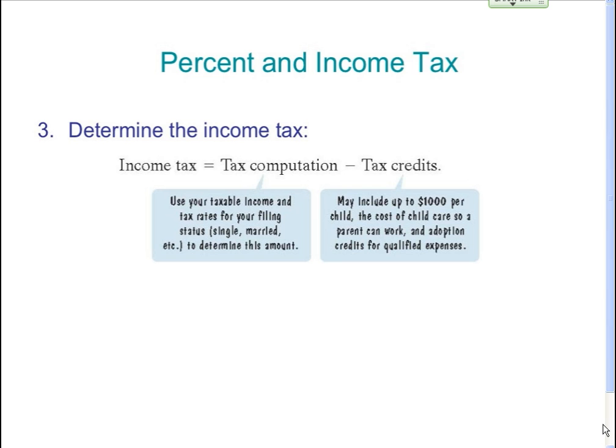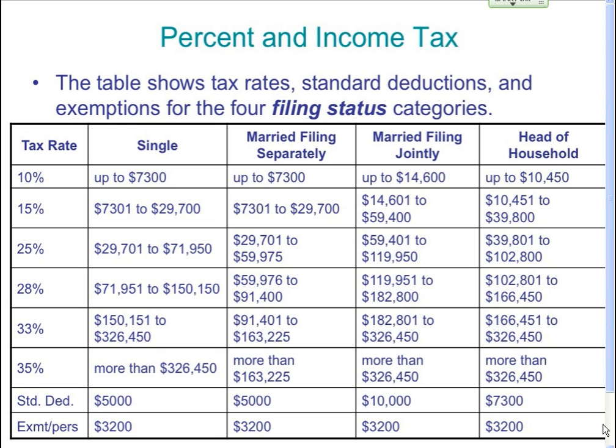Here we have section 8.1. We're going to do part 2. We left off with the formula, if you will, for determining your income tax. So I have here a chart that you're going to use for your homework. I did copy this in your homework packet.